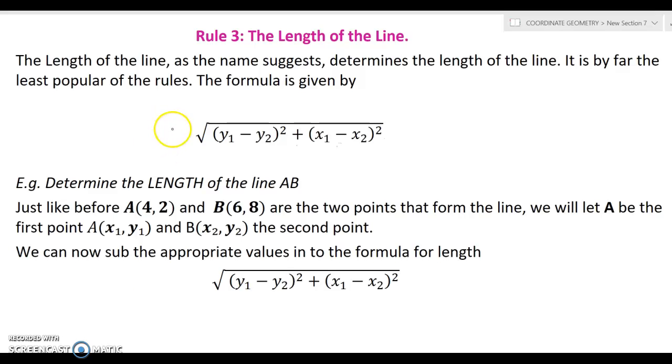So the rule is the square root of, now if you realize it's a big square root sign, square root of y1 take away y2 squared plus x1 take away x2 squared.